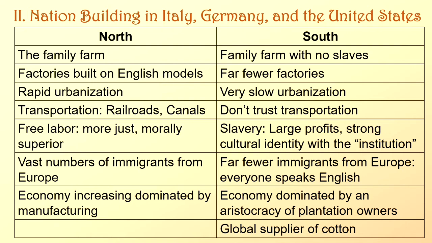On the south side, you had the family farm with no slaves, far fewer factories, very slow urbanization, and you know what they say, don't trust transportation. They had slavery, large profits, a strong cultural identity with the institution. Far fewer immigrants came from Europe. Everyone speaks English. And the economy was dominated by an aristocracy of plantation owners, a global supplier of cotton.